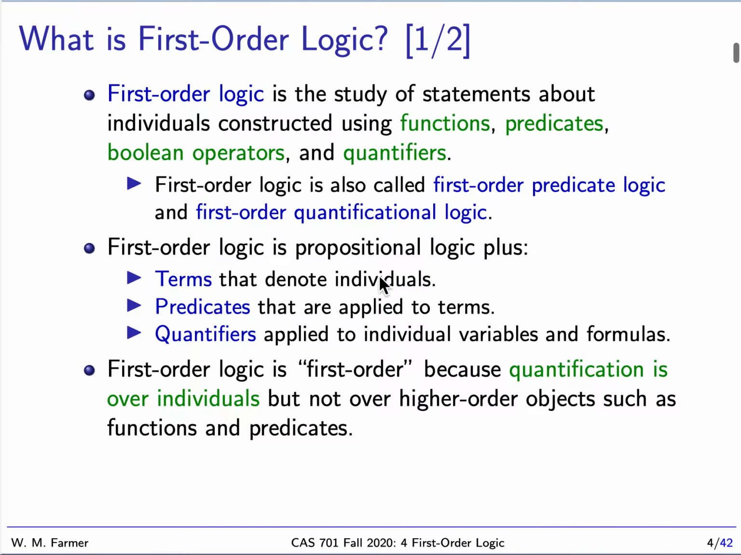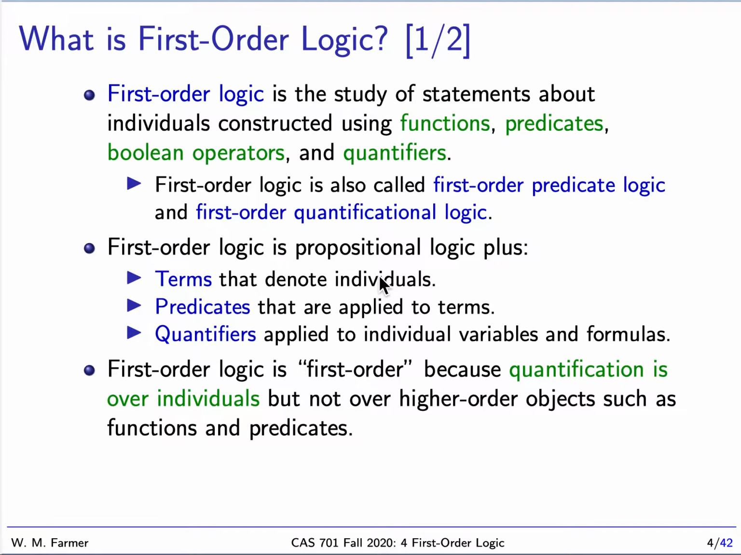So, first-order logic is a study of statements about individuals. And an individual can be almost anything. And these statements are constructed using functions, predicates, Boolean operators from propositional logic, and quantifiers. And first-order logic is also called first-order predicate logic or first-order quantificational logic.